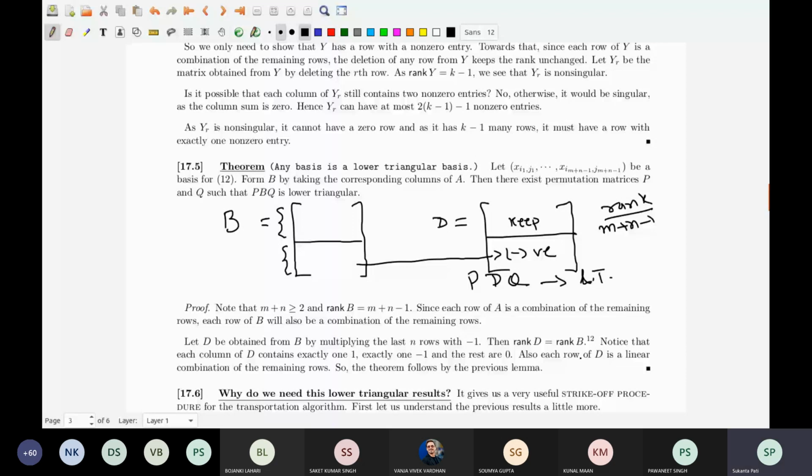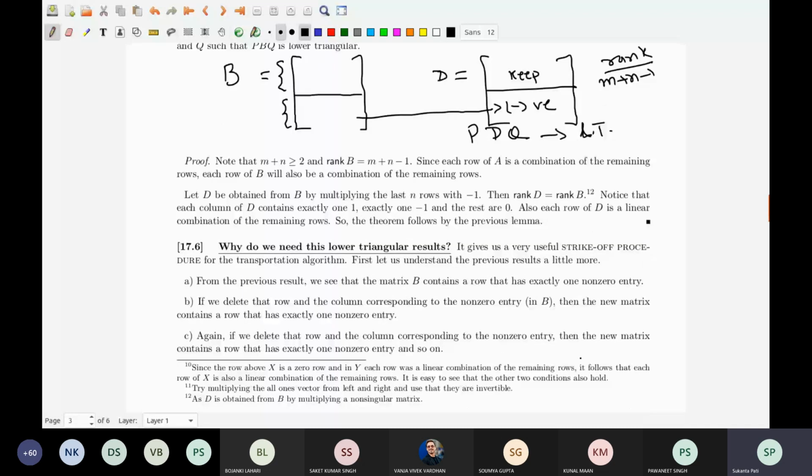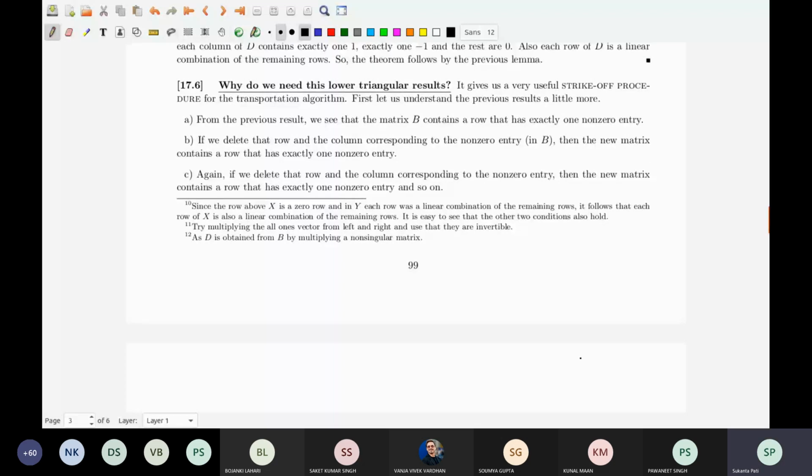Okay, so I will tell the, this is fine, no problem. So this actually gives us a stepwise procedure. That test gives us a stepwise procedure. I will tell that here.